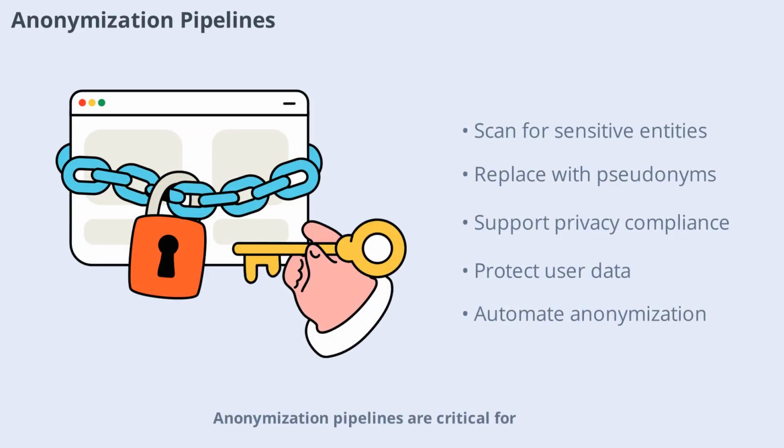Anonymization pipelines are critical for protecting user privacy in LLM workflows. Tools like Microsoft Presidio scan data for sensitive entities and replace them with pseudonyms or hashes before processing. This ensures that no personally identifiable information leaves your system, supporting compliance with privacy regulations.